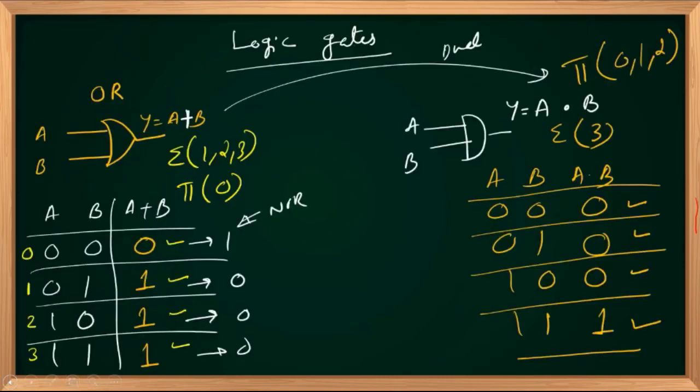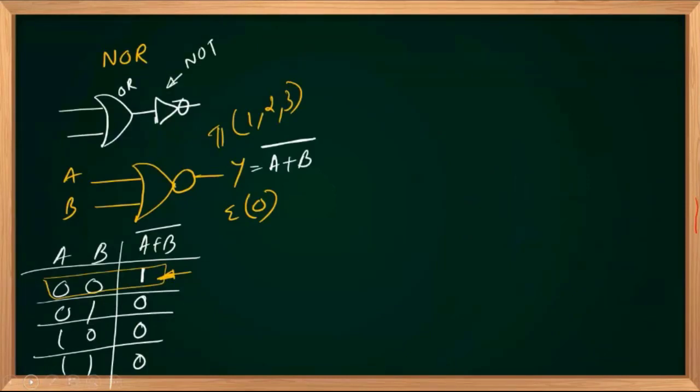What is the property of OR gate? OR gate will produce a logic 0 at the output if and only if all of its inputs are at logic 0. Right? Whereas NOR gate will produce a logic 1 at the output side if and only if all of its inputs are at logic 0. Correct? Correct. Let us take the dual expression of this.